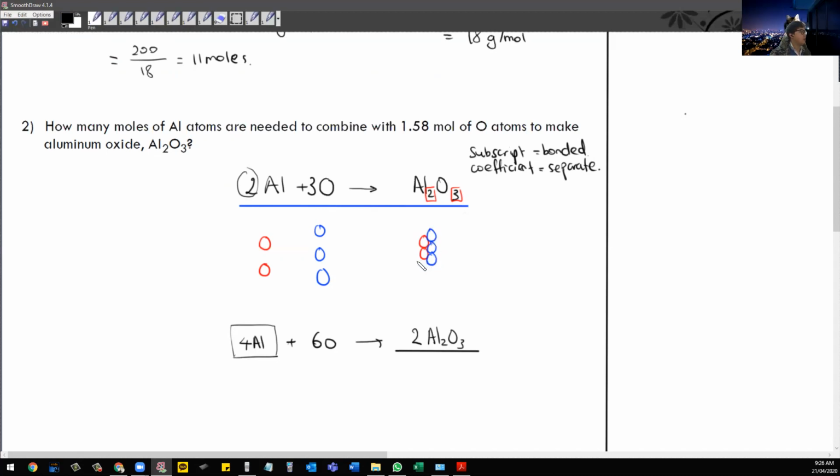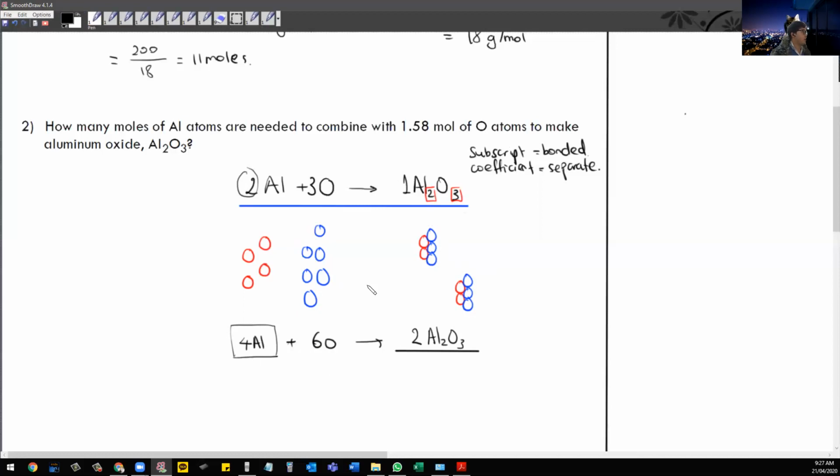So when you have 4 aluminium and 6 oxygen, you'll be producing... So if you have 4 of those, and 6 of those, then you'll be producing 2 of those. Make sense? So if you're doubling this one, then double this one and double this one, right? So that's how it all works. Now this one is easy, 2, 3, 1. Therefore 4, 6, 2, right?